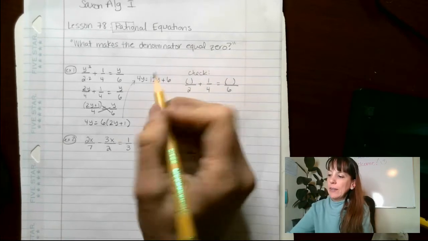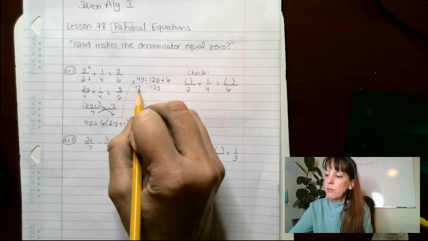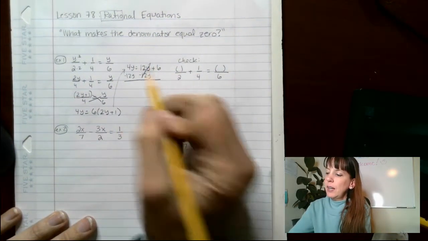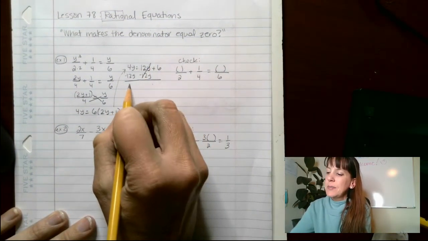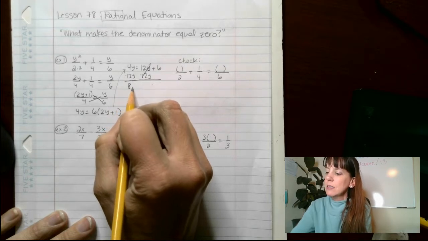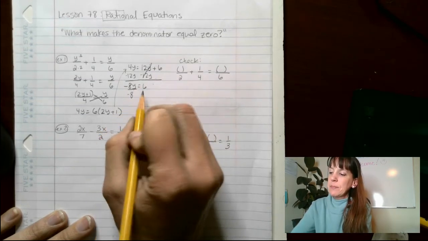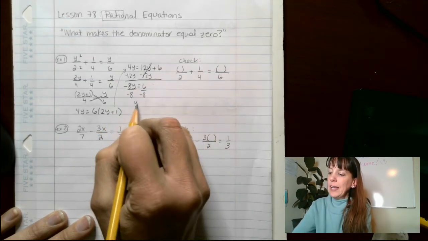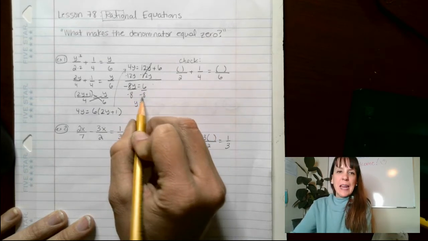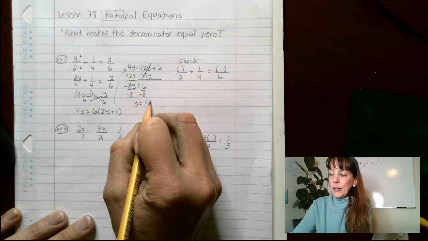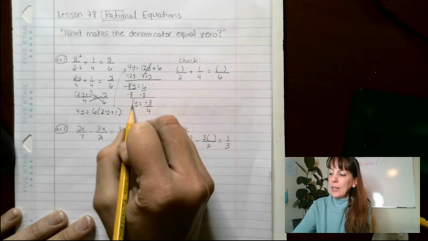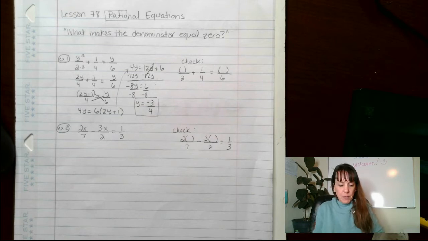All right, guys, so now what I have to do is minus 12y from both sides. So this is going to be negative 8y equals 6. Divide both sides by negative 8, y equals, and I'm going to move that negative up to the top, so negative 3 over 4. So y equals negative 3 over 4. This is for lesson 78, so bear with me.